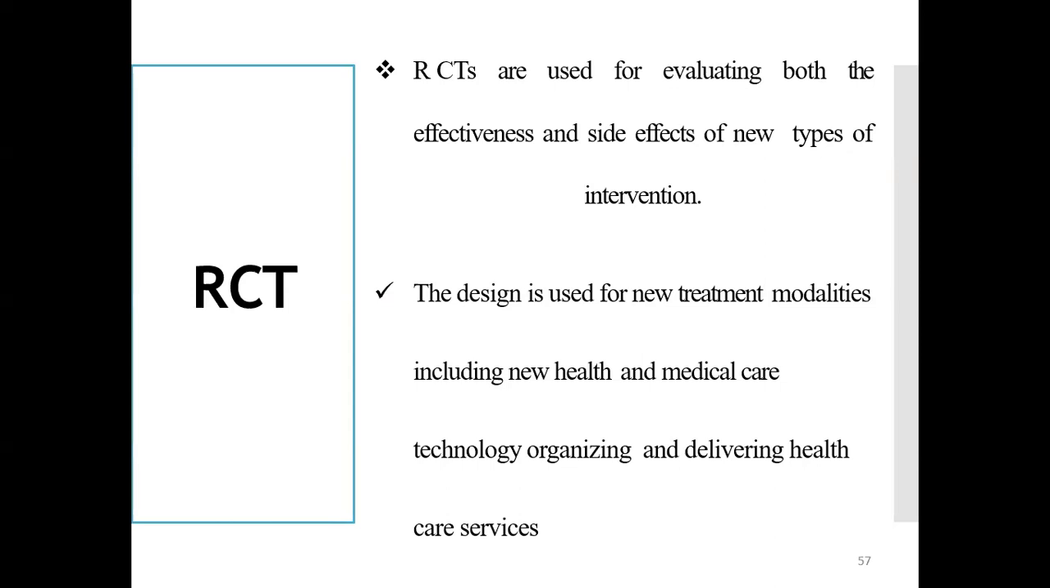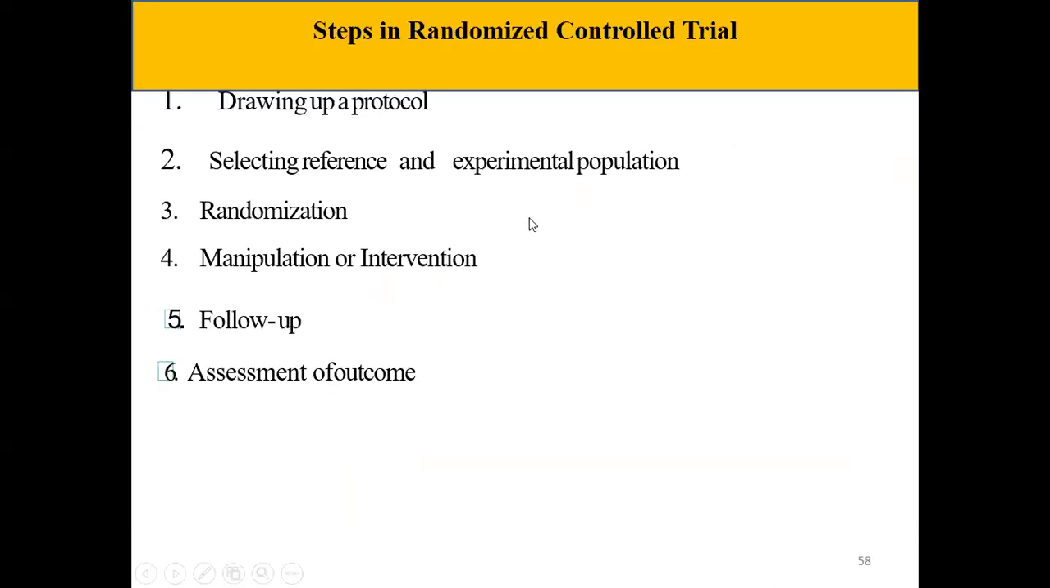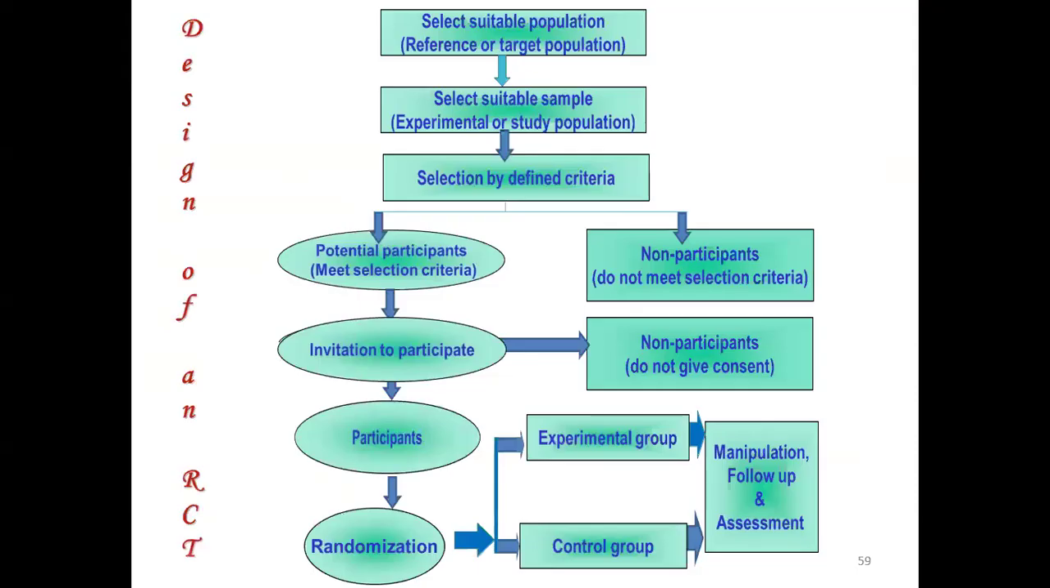So RCTs, they are used for evaluating both the effectiveness and side effects of new types of interventions. The design is used for the new treatment modalities, including new health and medical care, technology, organizing, and delivering the healthcare services. The steps involved in the randomized control trial are drawing up of the protocol, selection of reference and experimental population, randomization, manipulation or intervention, follow-up, and assessment of outcome.